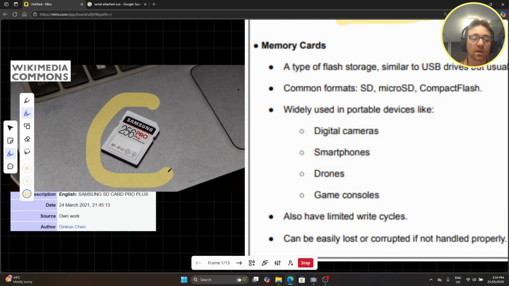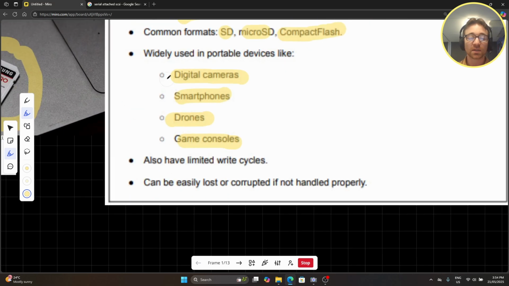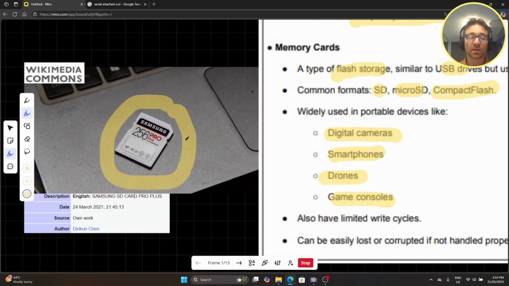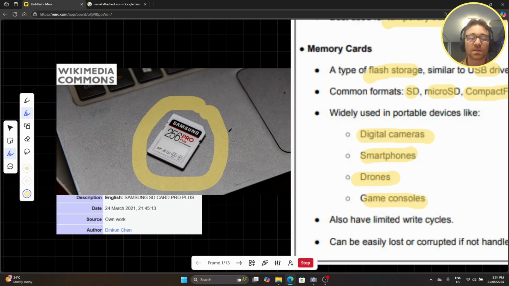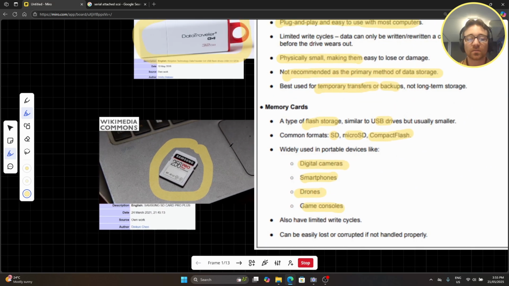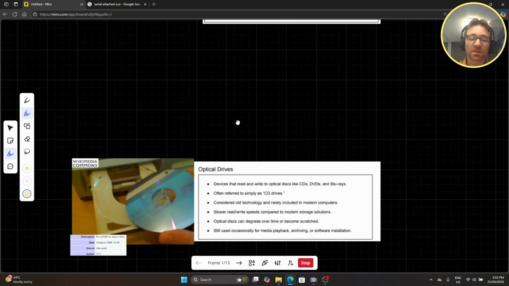Then we have these memory cards, which are commonly used in cameras, right? It's a type of flash storage similar to USB, but it's generally used in cameras. So you've got SD, micro SD, compact flash, used in digital cameras, smartphones, drones, gaming consoles. It looks like that, and it's frequently used in cameras to capture some sort of recording. That's the most common use for these. Just be able to hear a description of it and say, oh yeah, that's a memory card, that's an SD card, right? These ones are really basic.